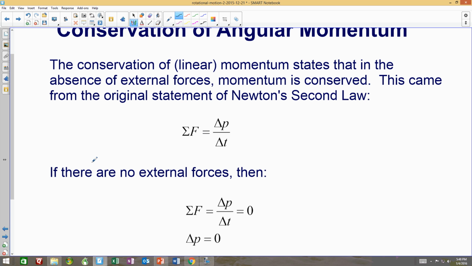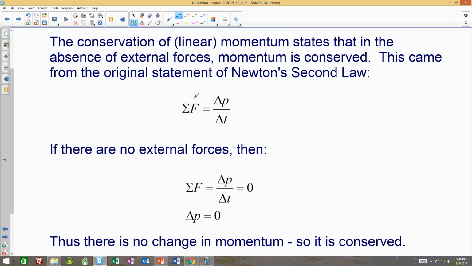The conservation of linear momentum states that in the absence of any external forces acting on the system, the momentum is conserved. This came from Newton's first law and second law. And remember, I may have derived that for you in the 518 course.